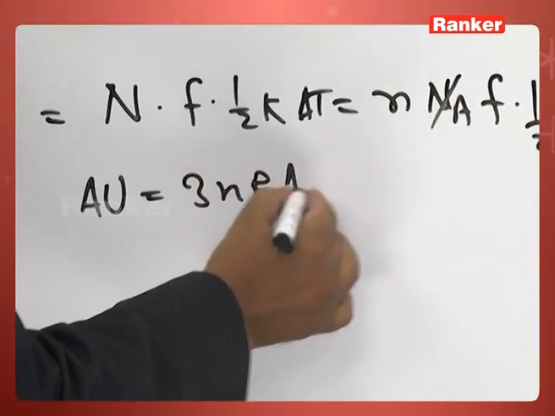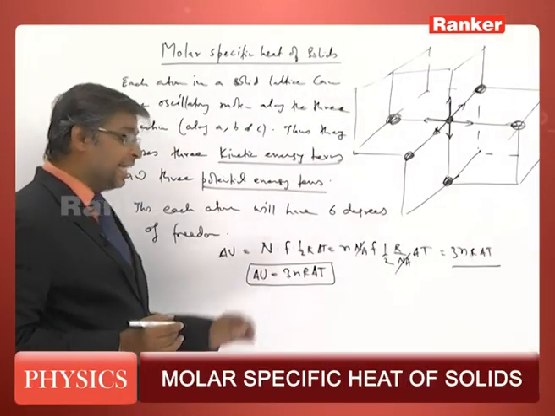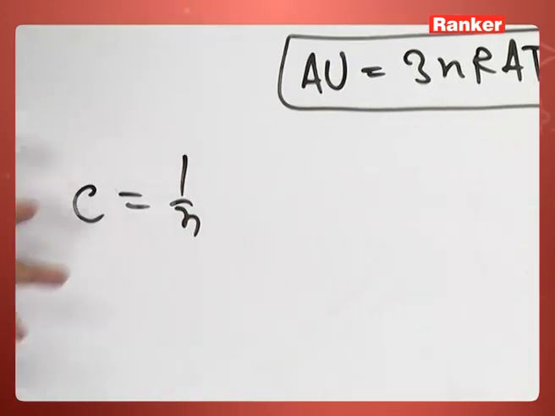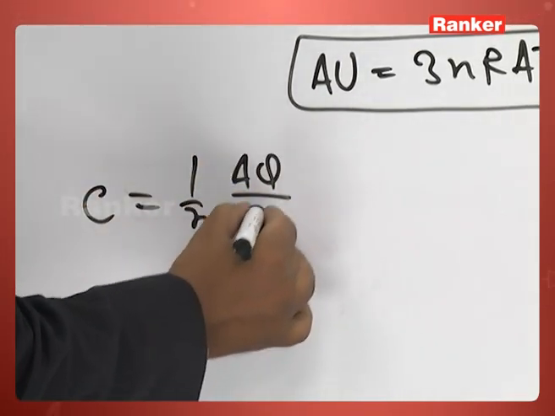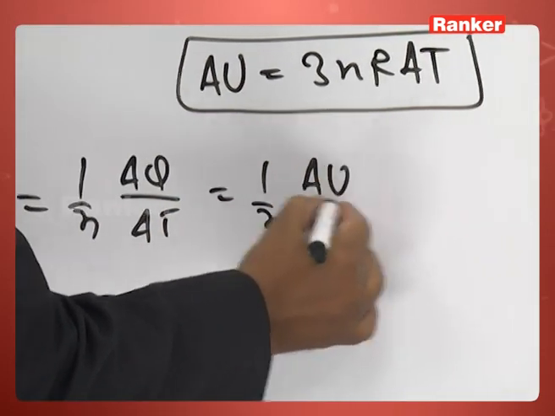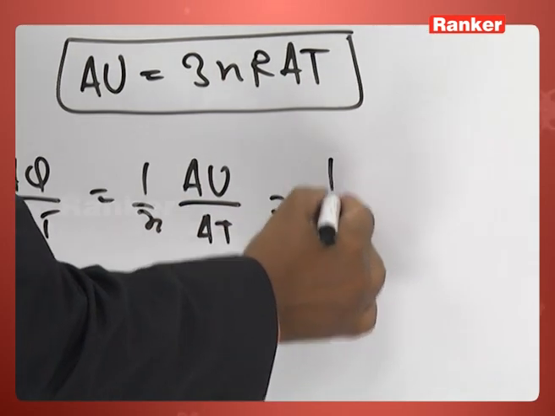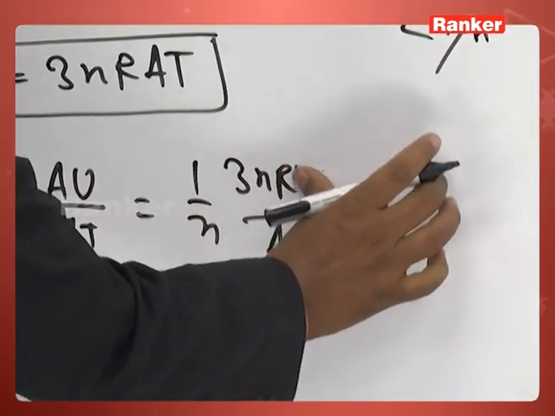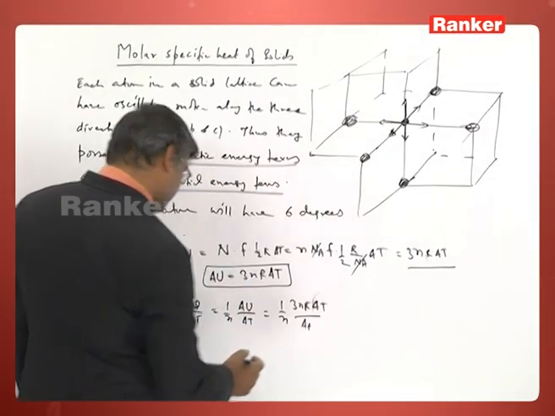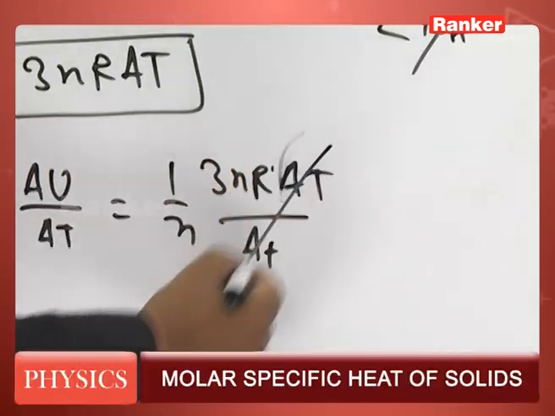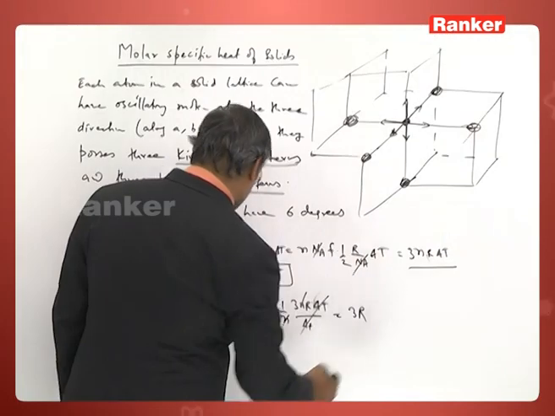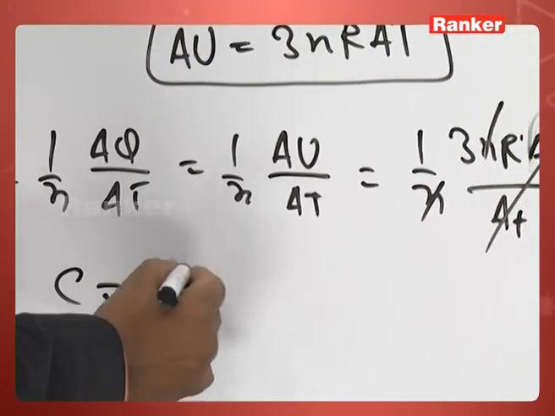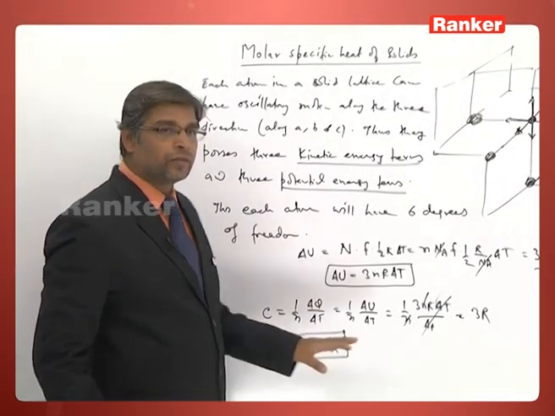You see, I have taken this solid as any solid: gold, iron, silver, any solid, this expression will be nearly valid. So we define this C for that solid as 1 by n, this is molar, delta Q by delta T. That is again 1 by n, since delta Q is equal to the change in internal energy, delta U, which is 3 n R delta T, divided by delta T. Delta T cancels out, n cancels out, we have 3R. Thus the specific heat of a solid becomes 3R, which is nearly constant for all solids.